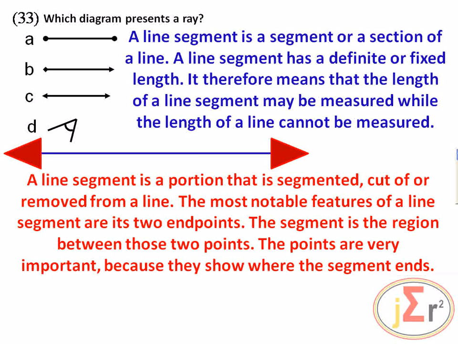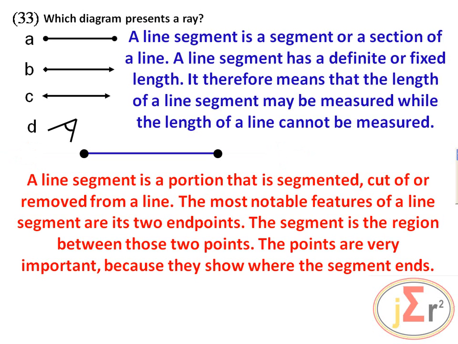The most notable features of a line segment are its two endpoints. The segment is the region between those 2 points. The points are very important because they show where the segment ends. Although they are important in identifying a line segment, sometimes line segments are not drawn with those enlarged points shown.